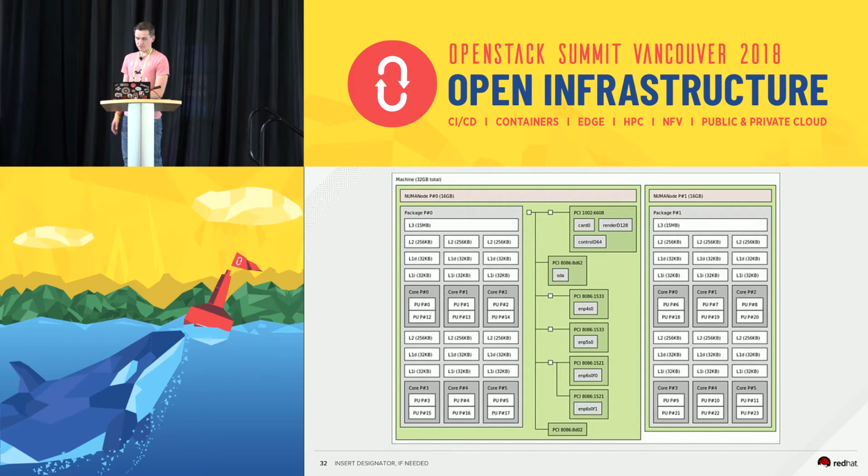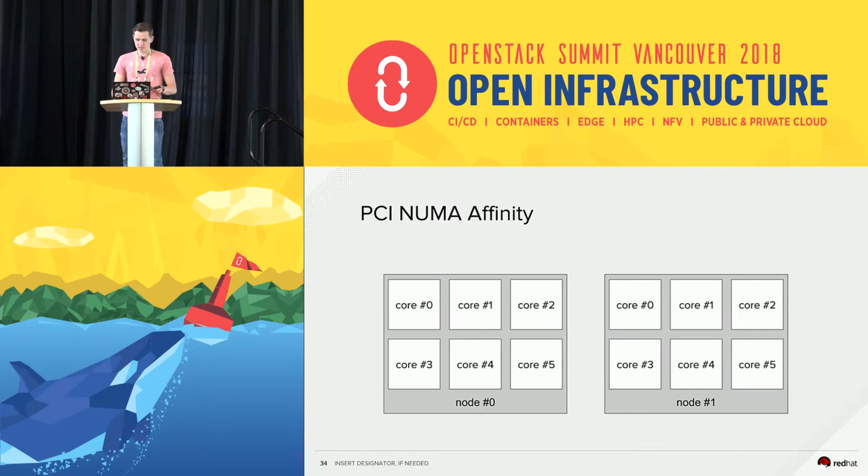PCI NUMA affinity: if your PCI devices use system memory in any way, which is most things, NICs, vGPU, GPUs, they're going to have NUMA affinity, which means they're tied to a particular NUMA node. Some funky NICs, I think Mellanox makes some, can be associated with multiple NUMA nodes, but we're not going to go into that here. So if you boot an instance that's affined with a particular host NUMA node, Nova will make sure that your instance gets booted on the same one.